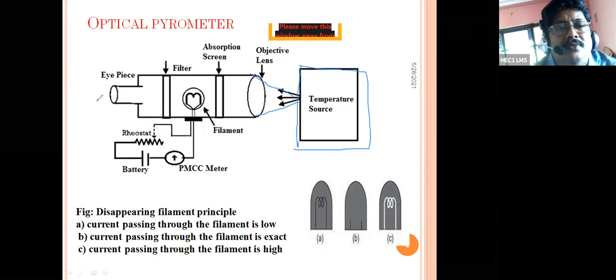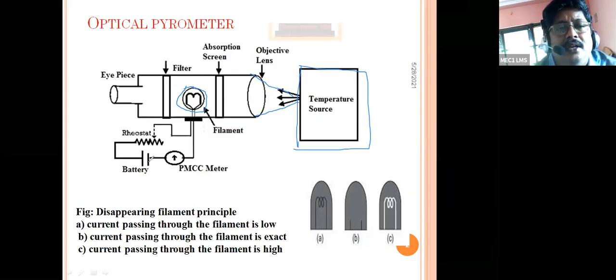Here, with the help of the eyepiece we have to adjust it such that it focuses on the lens. And another one, here, this is a filament. All of you see, this is a filament. The filter is between the eyepiece and the filament, and the absorption screen is placed in between the filament and the objective lens.